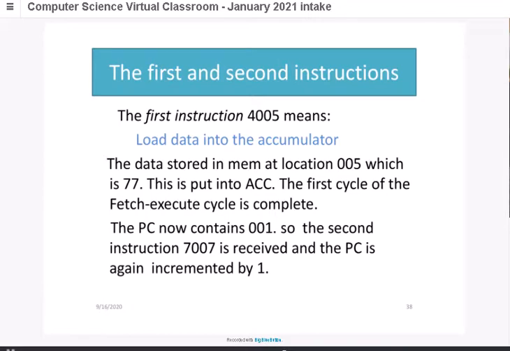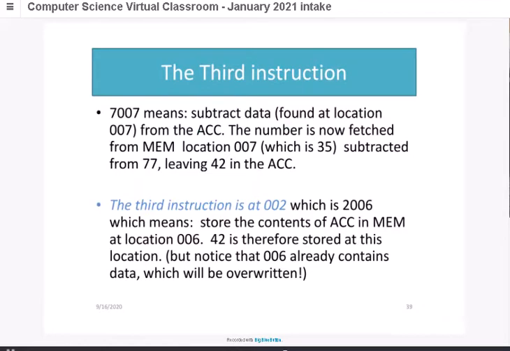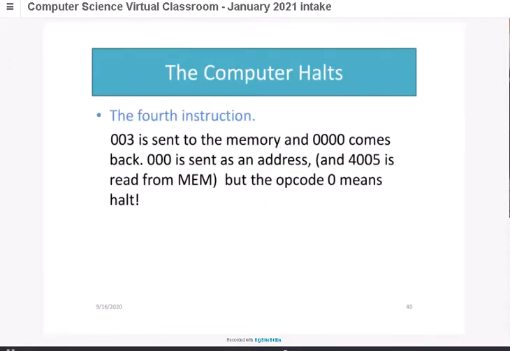This is the result of executing our very simple program. And so the first and second instructions are giving you perhaps a clearer explanation than I've actually verbally expressed just now. So the third instruction is at 002, and so on. And the fourth instruction, 003.